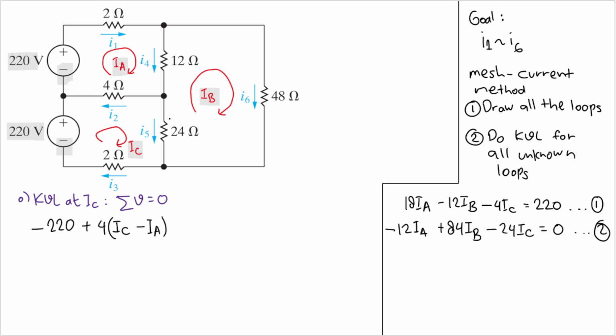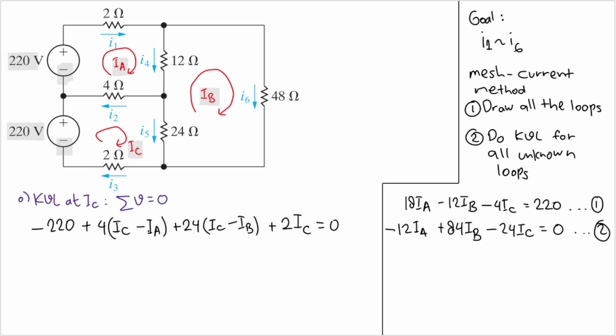Good. Now let's move to this resistor here. We have 24. Again, because we are working on IC, IC comes first, but then IB is flowing in the opposite direction. IC going down, IB going up, right? So I'll have IC minus IB. And then the last component is this 2 ohm resistor, and the only loop current that passes through it is IC. So we have all of that equal to 0.